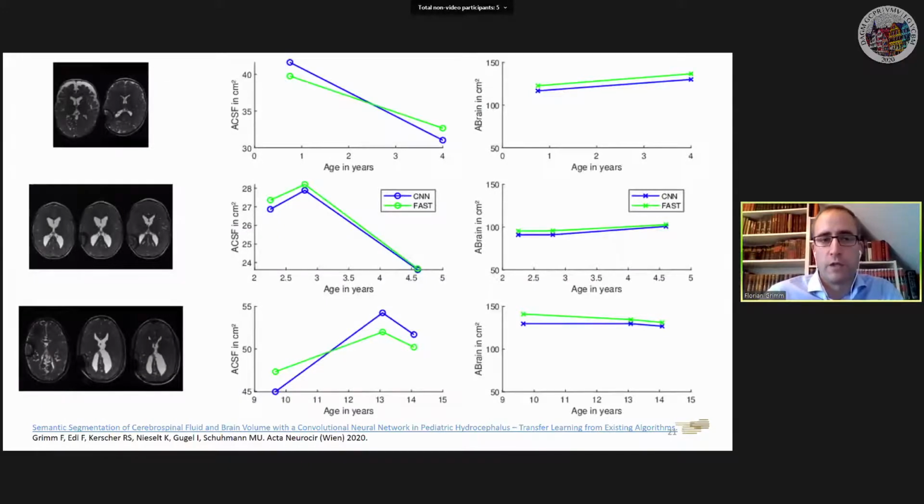So again, if we look at the classification results of the 2D data set under therapy, we notice that the results of the CNN and the FAST algorithm are quite similar. Again, we have depicted MRI pictures in the treatment course of different patients, and you may notice that the results for CSF and brain are quite similar with the two methods.